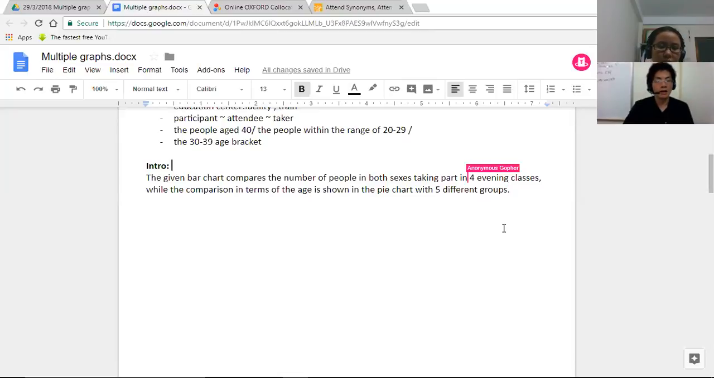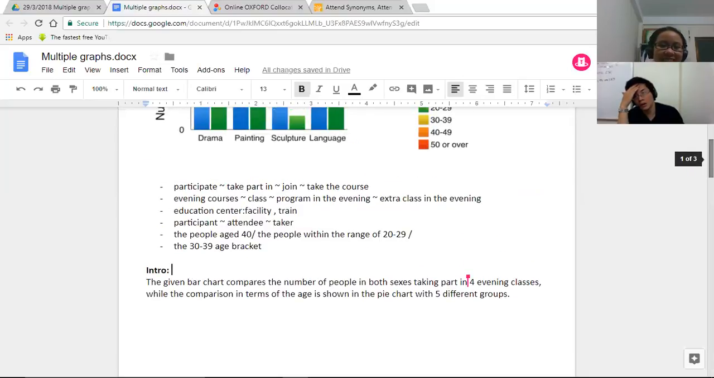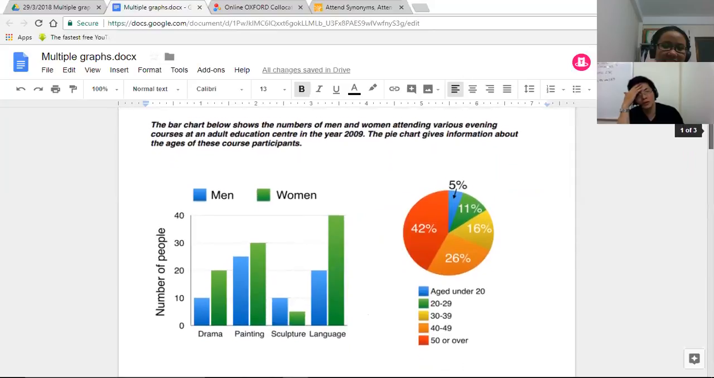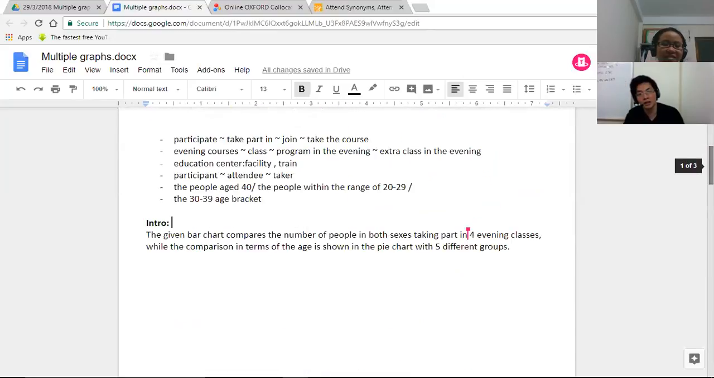So the given bar chart compares the number of people of both sexes taking part in 4 evening classes. The comparison in terms of age is shown in the pie chart with 5 different groups. How about the year? If you do not know which year it is, you have to say. Oh, I forgot one important thing, like in an occupation center in the year 2009.